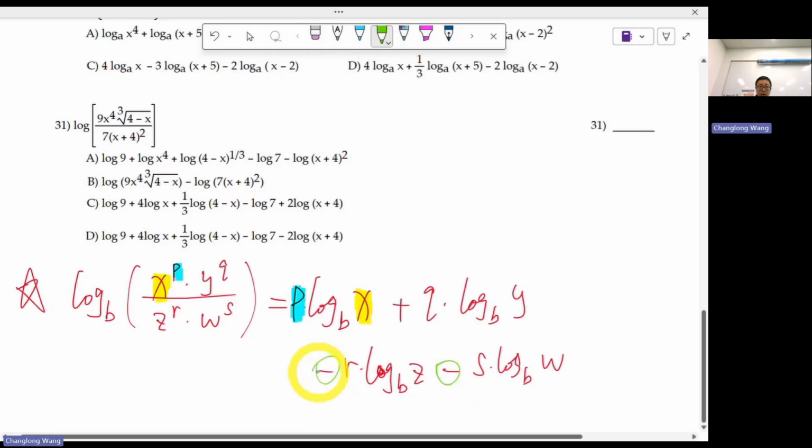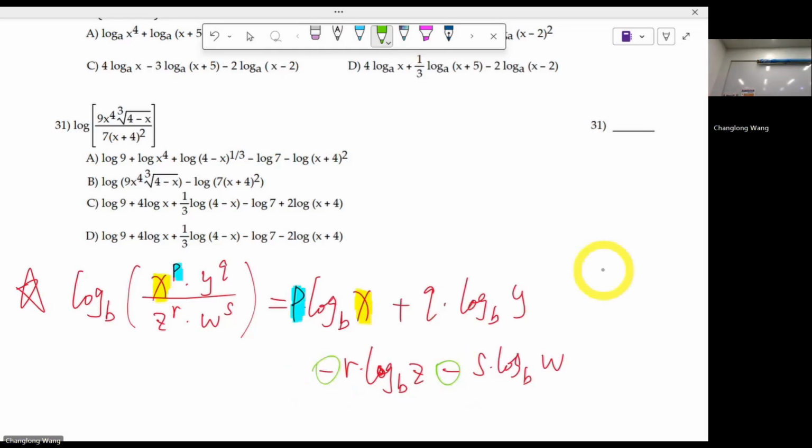So why are there 2 negative signs? They are the denominators, right? You have negative signs in front of the terms that came from the denominators. All right, so that should be the pattern you should be looking at. Now, I'm going to have the question 31 right on top of this pattern. Can you go through the options and find out which option must be right?